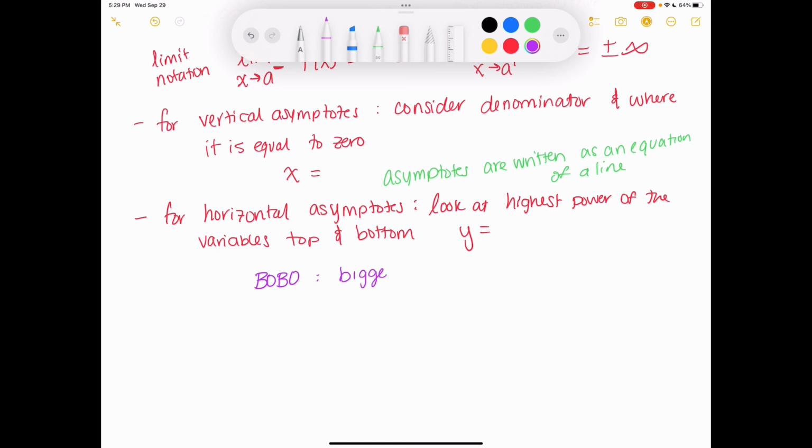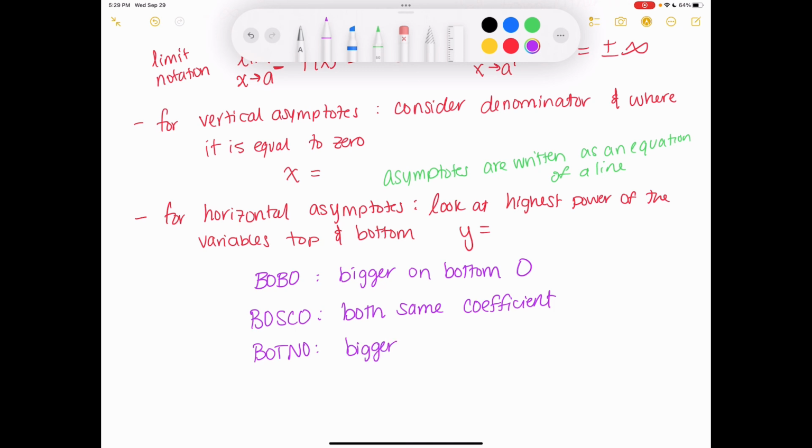All right, so Bobo: bigger on bottom is 0. Bosco: both the same, the answer is the coefficient. And lastly, Botno: bigger on top, there is no horizontal asymptote.